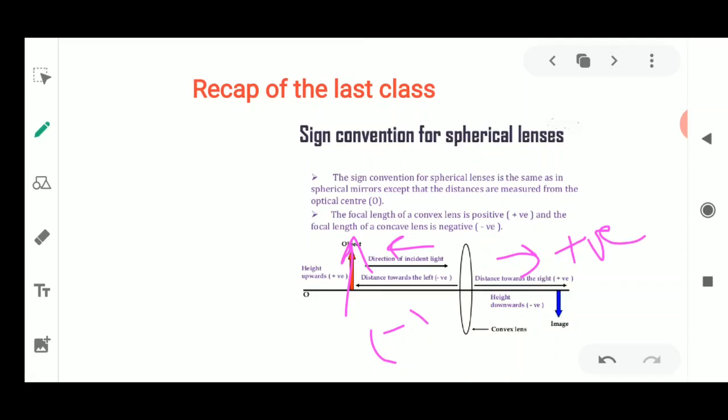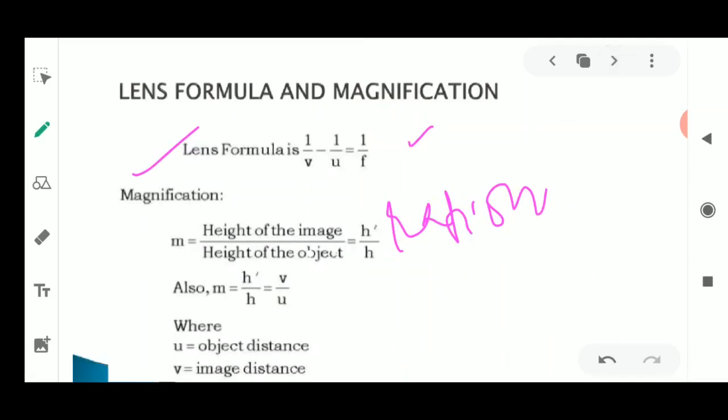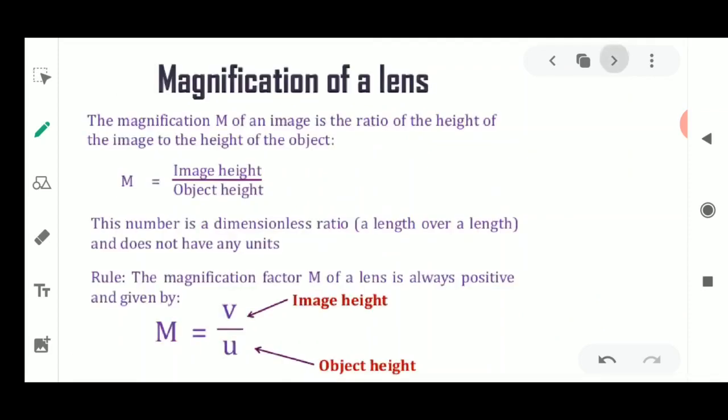Similarly, whenever the object is placed perpendicularly upwards, it is always taken with a positive sign, and whenever the image is formed downwards, such images are always taken as negative. So this was about the sign convention, and the lens formula will be used according to this sign convention. Again we will discuss magnification and the lens formula in detail with the next slide.